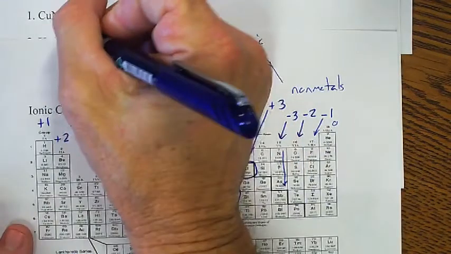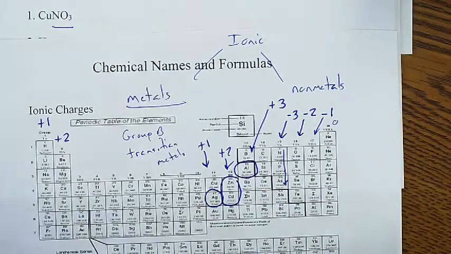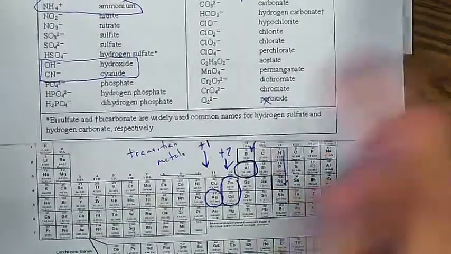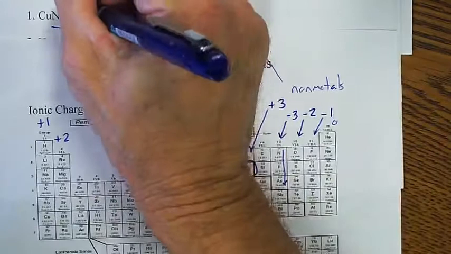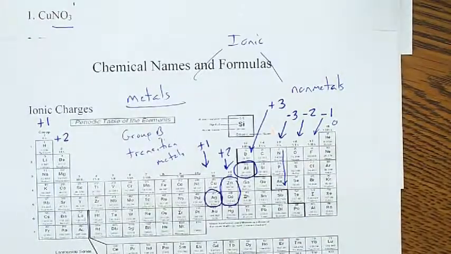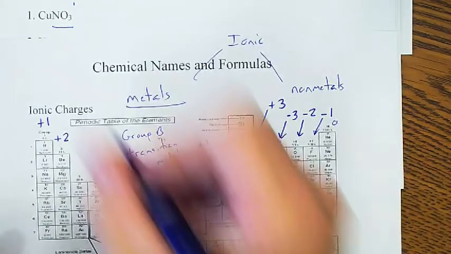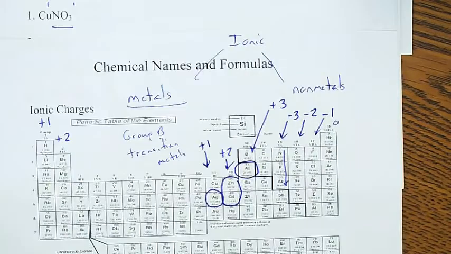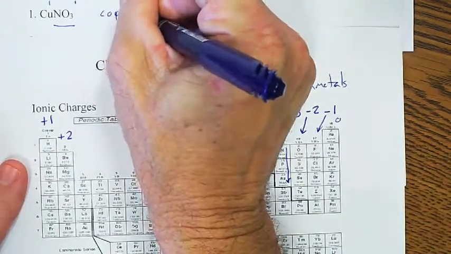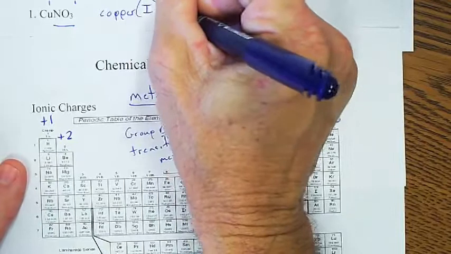How do you do that? Check the charge of the polyatomic ion. NO3's charge is 1. That means they didn't bring that number down. They didn't have to. That means the charge of copper was 1 as well. They didn't bring it down because, again, there's no parentheses around the polyatomic. So that's copper, Roman numeral 1, nitrate.